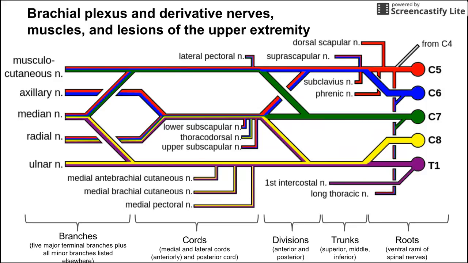It's also important to note that there's a bunch of other nerves that kind of come off the brachial plexus up to this point, and these also innervate important muscles of both the upper extremity and the chest and the back, and we'll talk about all that too. So this is the brachial plexus. This is a good summary slide of the brachial plexus itself. Next, we're going to talk about the derivative nerves, muscles, lesions of the upper extremity that kind of come from or are related to the brachial plexus.